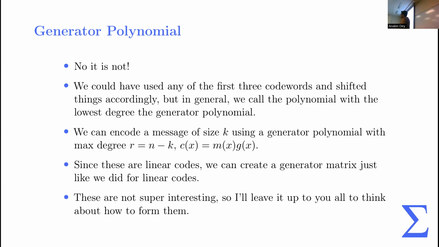Once you've done this multiplication, to get the message back, you can just do the polynomial division, right? You can divide the code word by g of x, and if there have been no errors, you can get the message back as a polynomial, which you then convert into the 1s and 0s like we did.